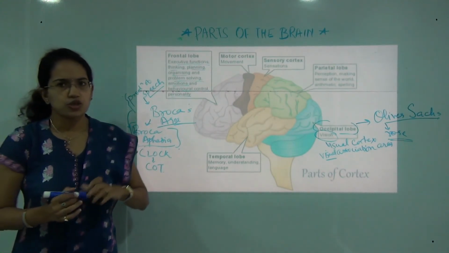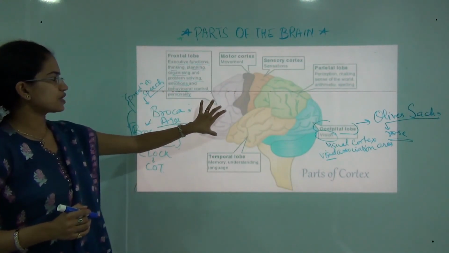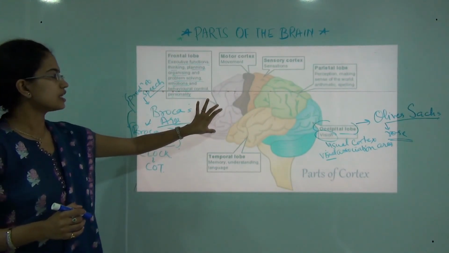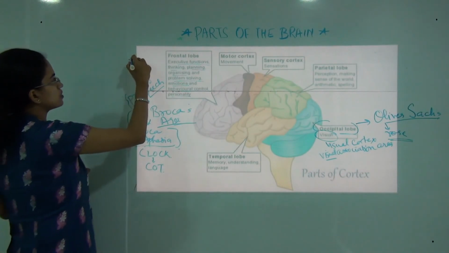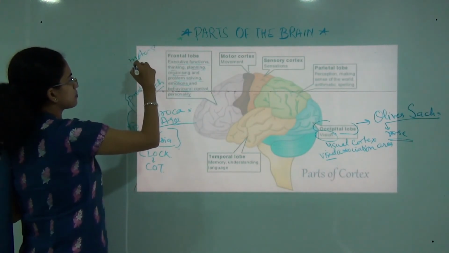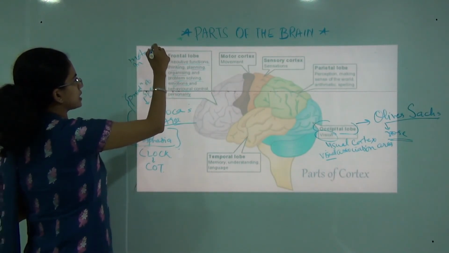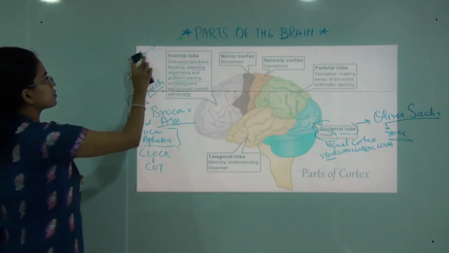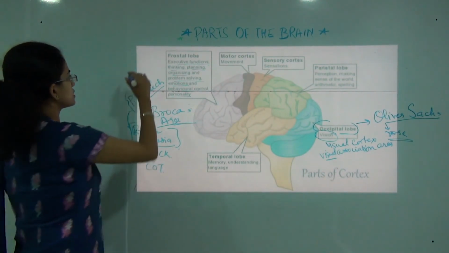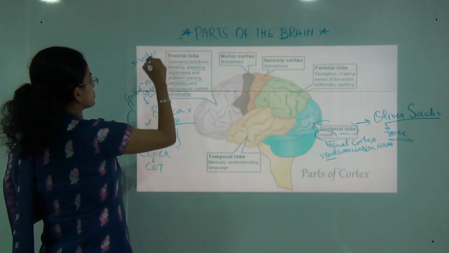If there is any damage to the frontal lobe, what would happen? There would be a risk of motor problems, and the person would not be able to do the motor functions or the tasks associated with motor functions correctly.